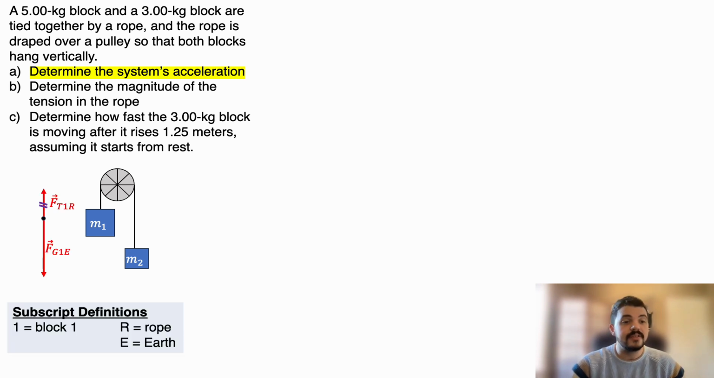Block 1's force diagram looks like this. There is a downward gravitational force pulling block 1 down. There is a string pulling back up on block 1, so there's an upward tension force on block 1 by the rope. Block 1 is both falling and getting faster as it falls, and so the net force needs to be in the downward direction, meaning that the downward gravitational force on block 1 by the earth is greater than the upward tension force on block 1 by the rope. And I've got my subscripts defined here.